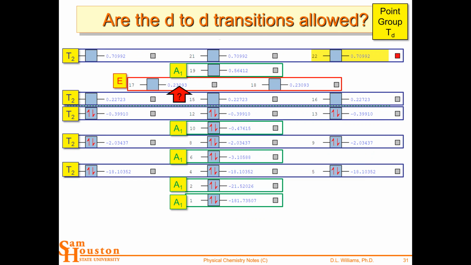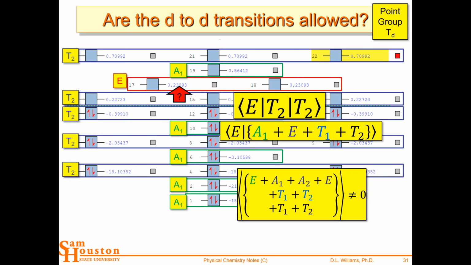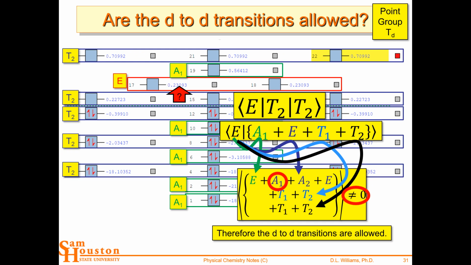What about the D transitions? Now we have a T2 going to an E. So you just break those pieces out, and you have the E times A1, E times E, T1 and T2. And we have A1 from that second multiplication. E times E, you get A1. And so the D to D transitions are allowed.